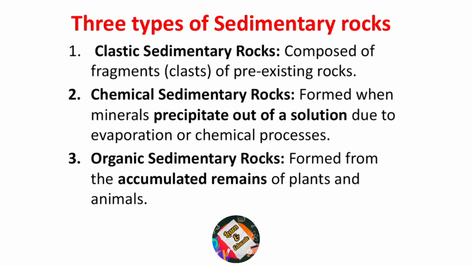There are different types of sedimentary rocks. The first is clastic sedimentary rocks. They are composed of fragments from pre-existing rocks. The chemical sedimentary rocks are formed because of precipitation out of solutions. That is, evaporation or a chemical process takes place and the minerals are precipitated out of the solutions. Organic sedimentary rocks are formed from the accumulation of the remains of plants and animals.